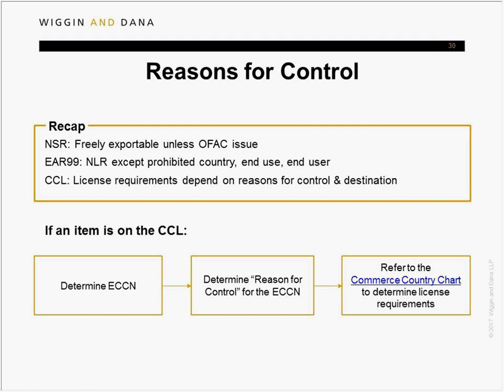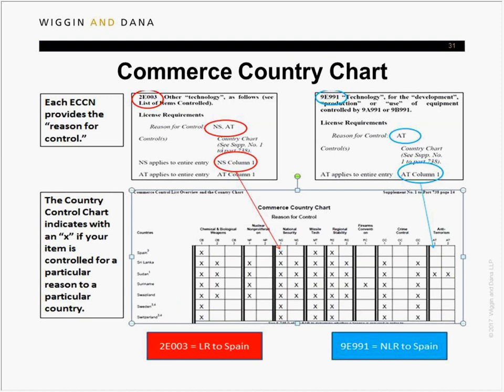And then you have to go to something called the Commerce Country Chart in order to figure out whether you need a license or not. So let's take a quick look at that process. When you're looking at the CCL entry, you're going to see next to the ECCN a reason for control. So if you look at this slide, you can see 2E003 is the ECCN. It's a type of technology because of the E. And the reasons for control are NS and AT. NS is national security, AT is anti-terrorism.